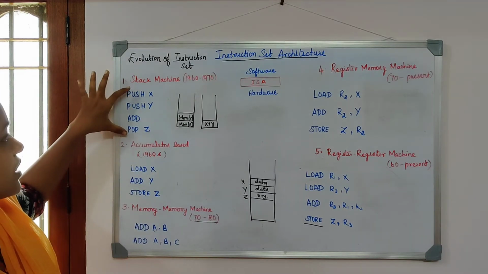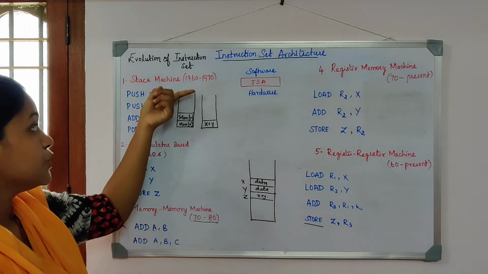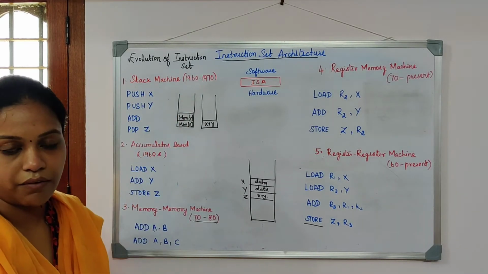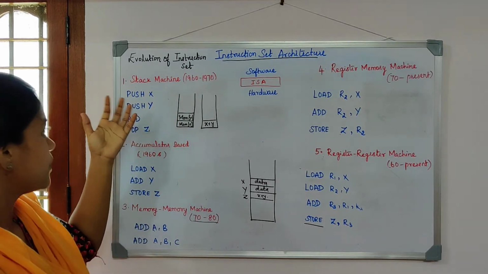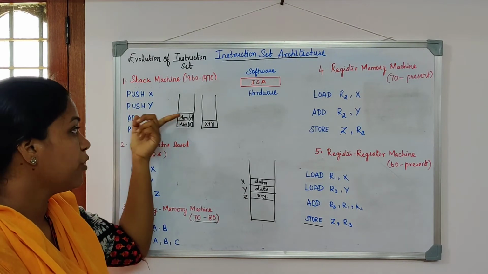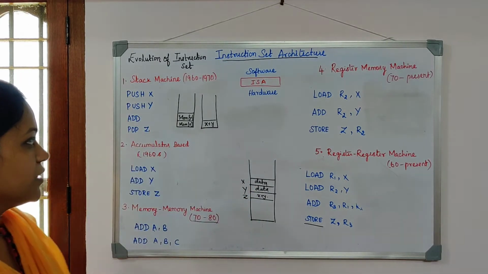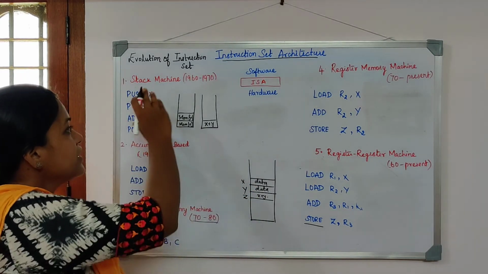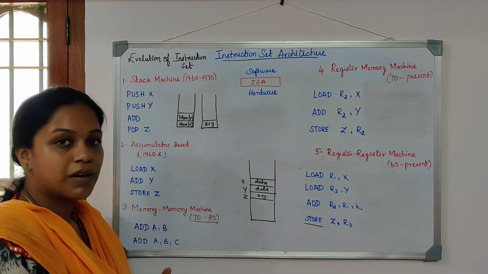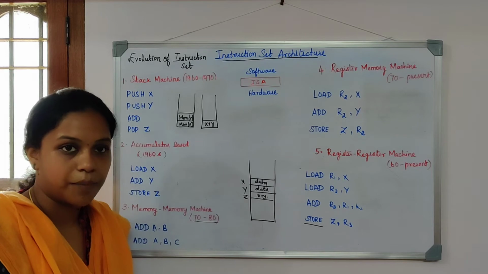This instruction set is the stack machine instruction set, which was used in the 1960s to 1970s. The special purpose register used here is the top of stack. The stack pointer, which points to the top of the stack, is used for manipulating the data. All the instructions available in this instruction set are either single operand instructions or zero operand instructions.